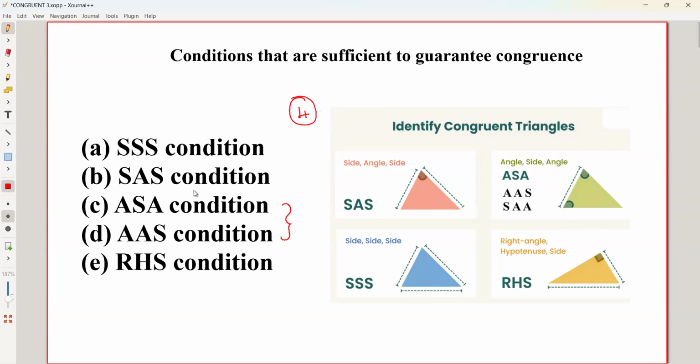Here it is given as five conditions, but two of these can be considered as a single condition. They are SAS, ASA, SSS, RHS. These are the four criteria, four rules, or four conditions. Condition is nothing but we can say rules or criteria. These synonyms we'll be using for the four congruency rules.